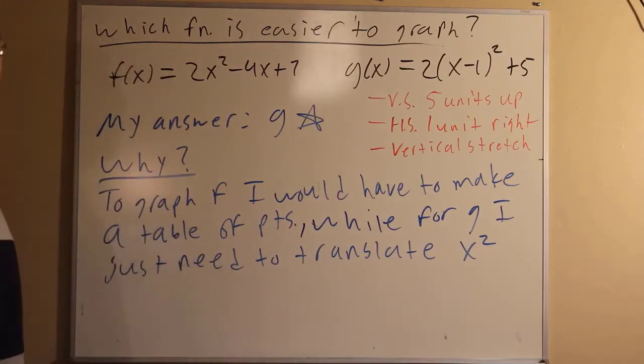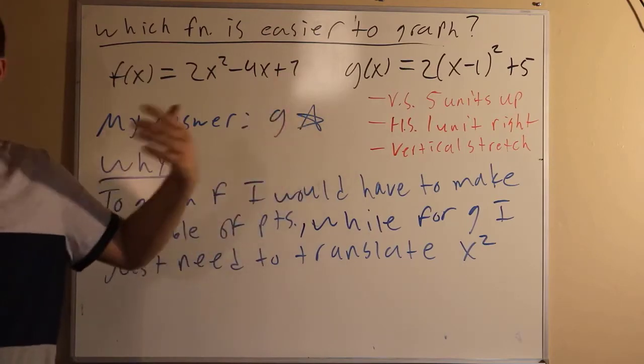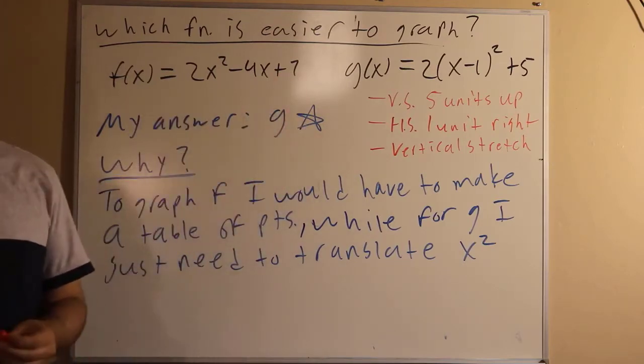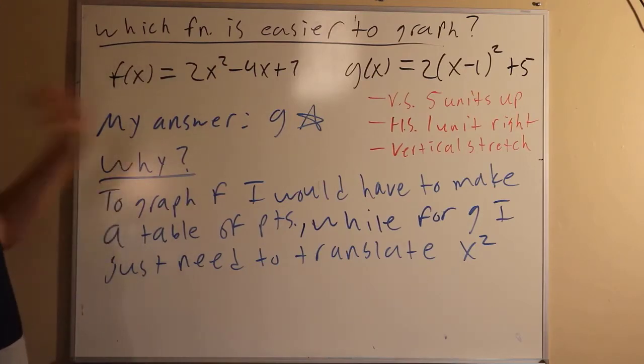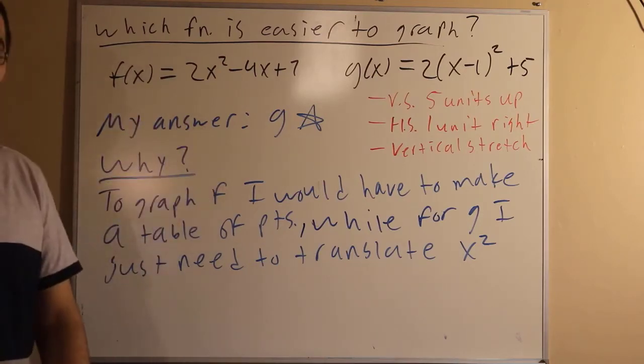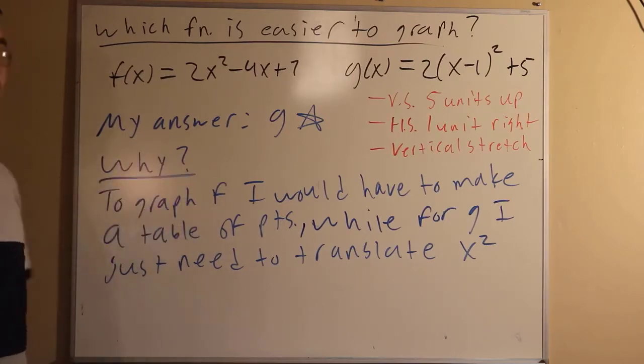While on the other hand, for f of x, I would need to go through and create a whole list of enough points to get a good, accurate idea of how the graph looks, and then connect the points that way. So in my mind, it is much, much easier to graph g. Go ahead and pause the video now to take note of these observations if you haven't done so already.